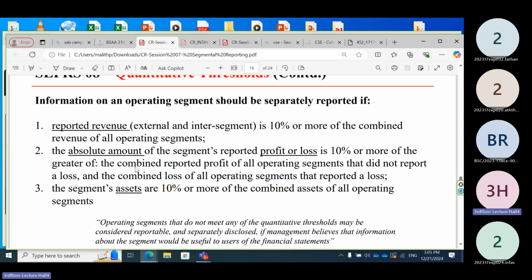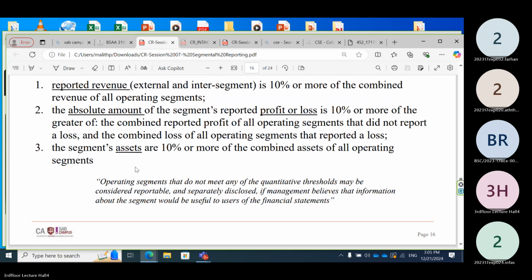This is important. Operating segments that do not meet any of the quantitative thresholds may be considered a reportable segment, and separately disclosed, if management believes that information about the segment would be useful to users of the financial statements. That's another thing that I want to highlight.